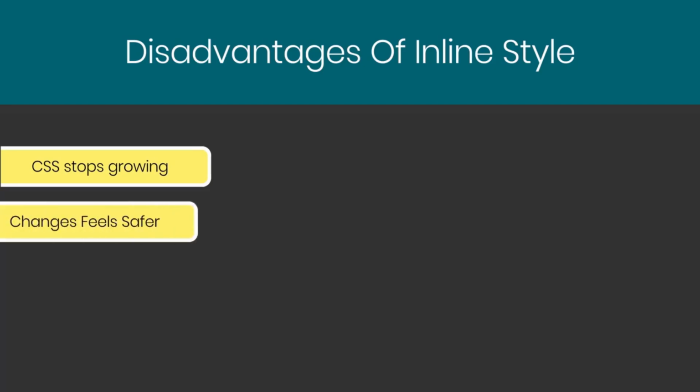Then you have the second benefit, which is that changes feel safer. As you know, CSS is global, and you never know what you're breaking when you make changes in the CSS. But in Tailwind, classes you're using in HTML are local, so you can change them without worrying about something else breaking.